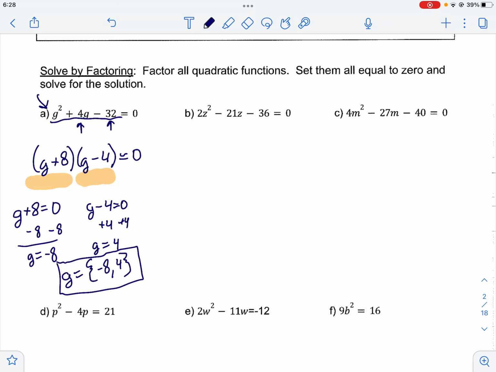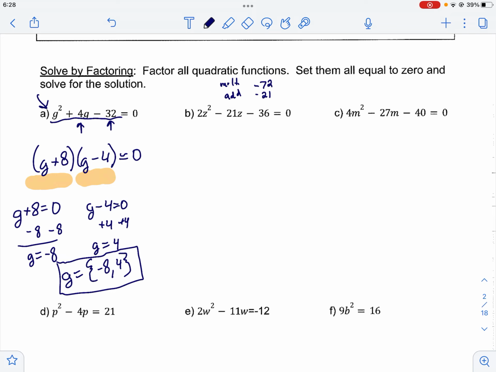All right, we can use that same process to continue factoring as we did last unit. So if we look at part B, you'll notice, well, for this one, the a term is greater than 0. So we're going to need two numbers that multiply to negative 72 and add to negative 21. All right, I'll give you a second to think about that. You can pause the video.